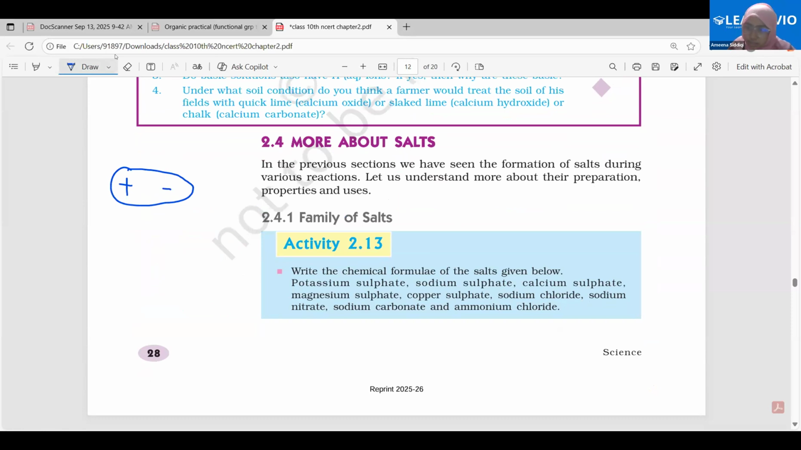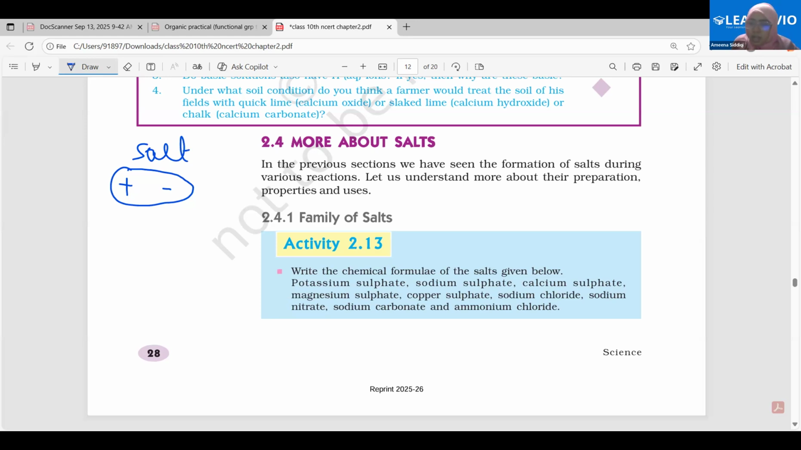If the cationic part is H plus, that means it's an acid. If the anionic part is OH minus, that means it's a base. And if both H plus and OH minus are together, clearly that will form water. So the point here is that a salt is any cationic part and any anionic part, except H plus and OH minus respectively.